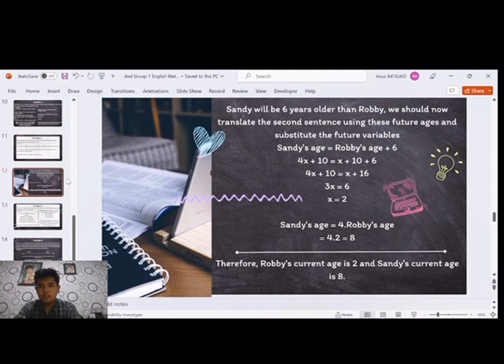Then we substitute again, so it will be 3x equals 6. x is 2. Sandy's age equals 4 times Robbie's age, so it will be 4 times 2 is 8. Therefore, Robbie's current age is 2 and Sandy's current age is 8.